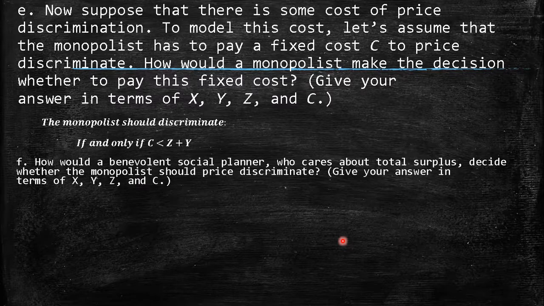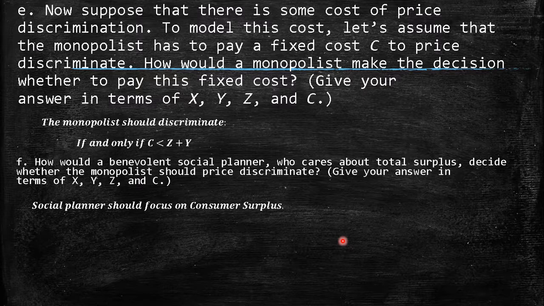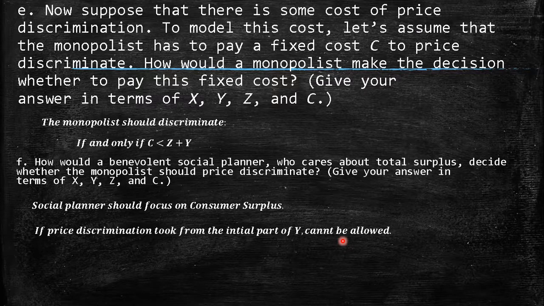And the F part says, how would a benevolent social planner who cares about total surplus decide whether the monopoly should price discriminate? Give your answer in terms of X, Y, Z, and C. So the idea is that the social planner should focus on consumer surplus. They want to maximize the welfare of consumers, but price discrimination takes away the initial Y, which was the consumer surplus.